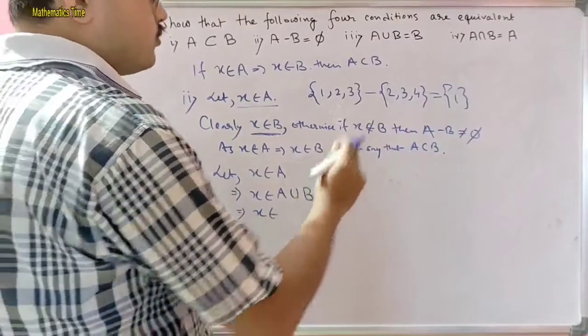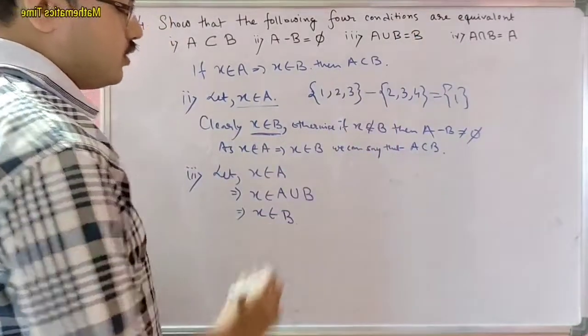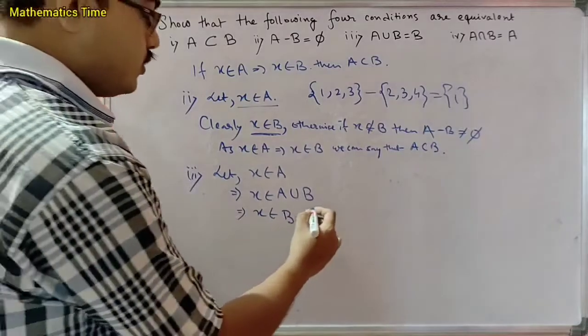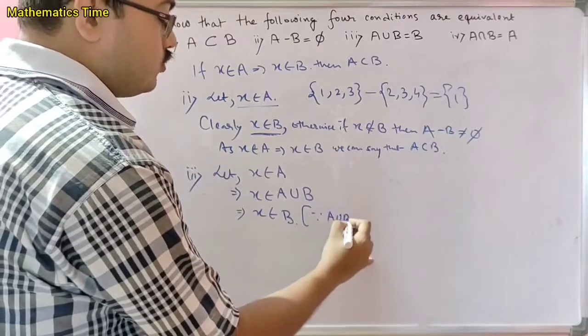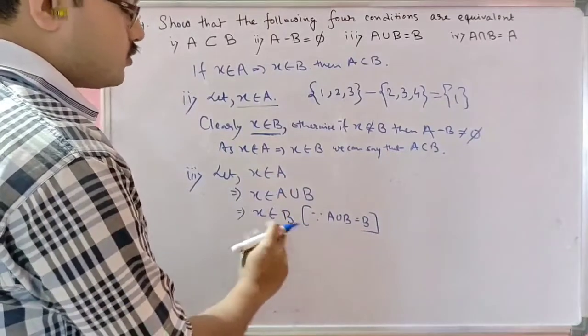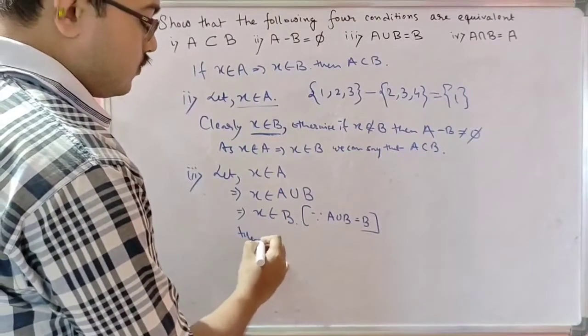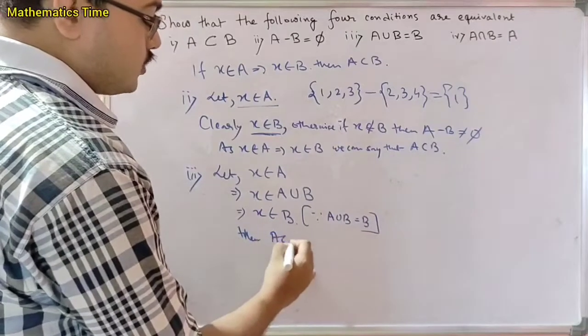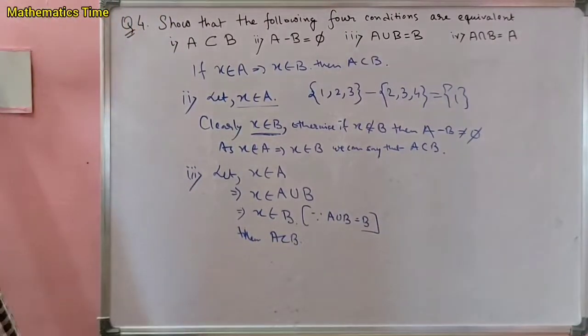What is the value of A union B? It is B. So x belongs to B. We can say that x belongs to B since A union B equals B, given in the statement. As x belongs to A implies x belongs to B, then A is a subset of B. We can write A is a subset of B.